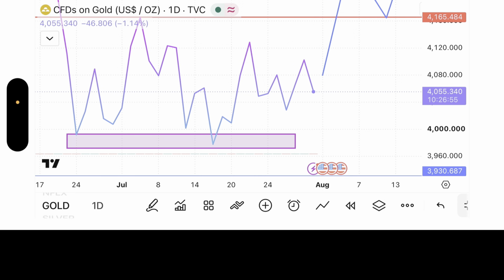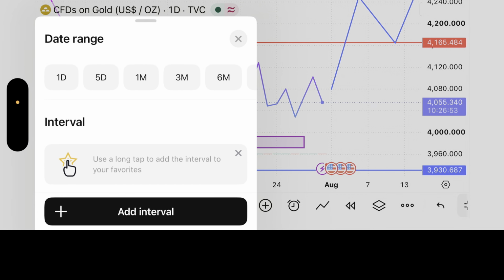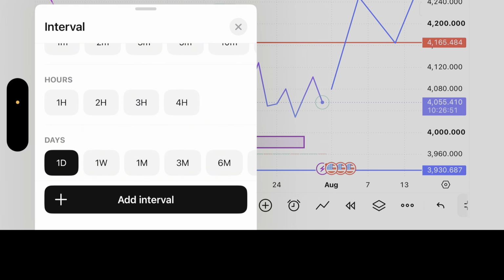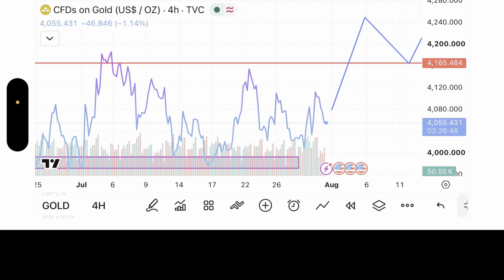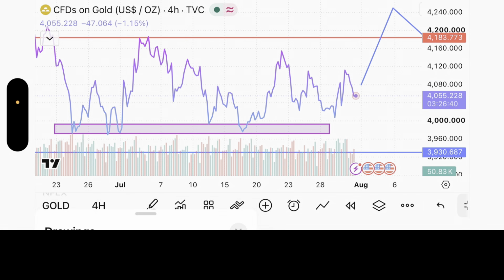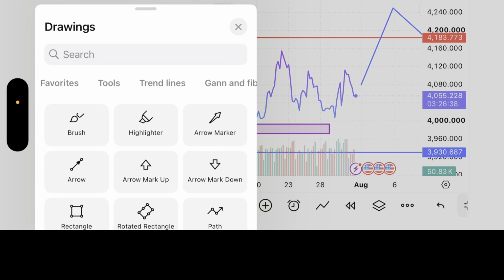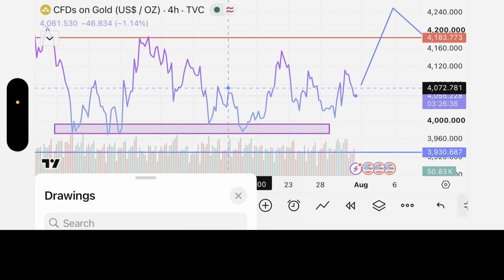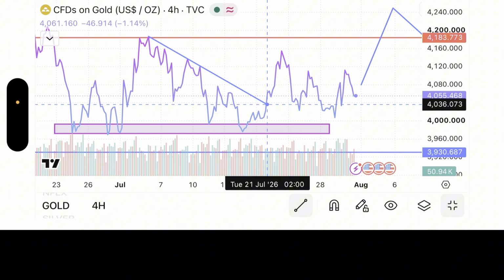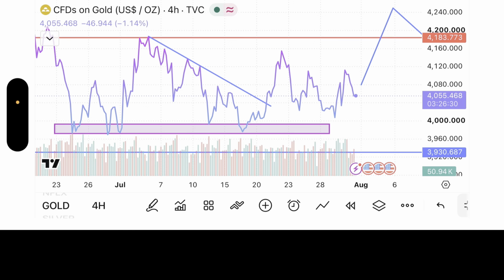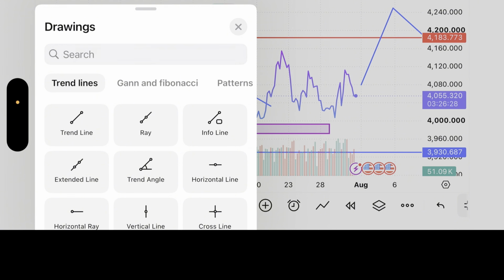And then from there, I'll switch to the 4-hour time frame, so I can also adjust these. On the 4-hour time frame, we have this trend line here. And then the trend line was also broken out here.